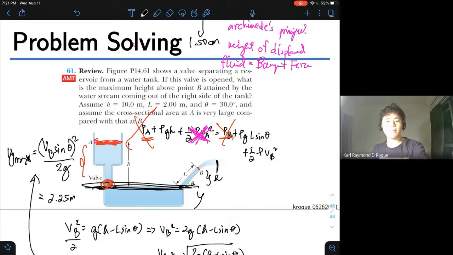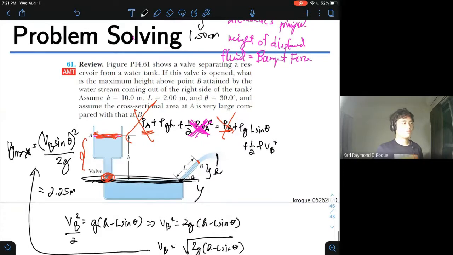Last problem na 'to. Continuity equation naman yung pag-aaralan natin. Last problem na 'to for the week. Yung next meeting natin, it's either... hindi bukas, no? I have to do something tomorrow.